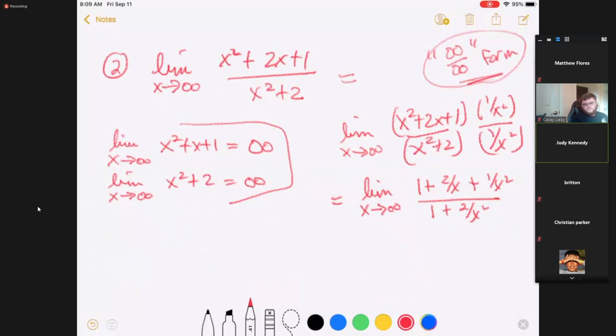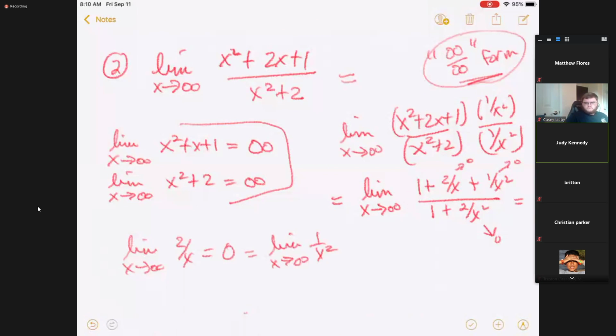And now I can see what's happening, okay? As x goes to infinity, two over x goes to 0. And so does 1 over x squared and 2 over x squared. So this goes to 0, this goes to 0, this goes to 0. And I can just direct substitute then.